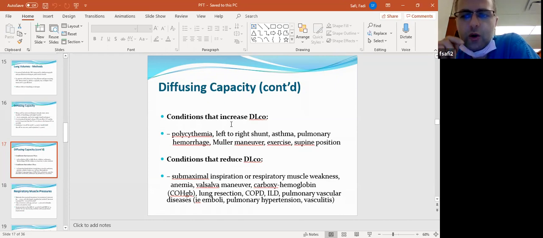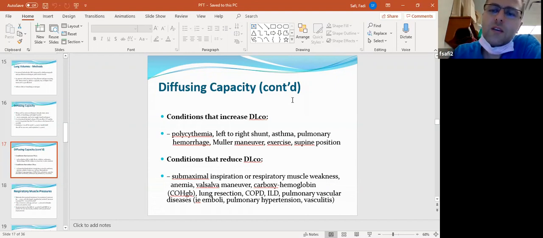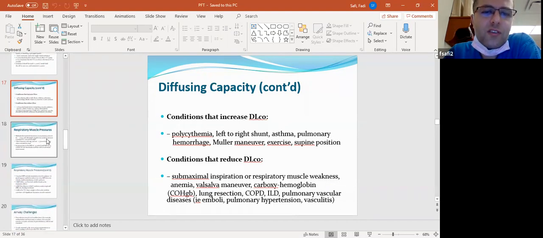Pulmonary emboli, there will be no blood supply to certain parts of the lungs that leads to reduction in the DLCO. Pulmonary hypertension, what happens is that there will be increased pressure in the lung vascular area, and therefore the increased pressure will cause decrease in blood flow to certain lung alveolar spaces and cause reduction in the DLCO. Okay, so these are the factors that will affect the DLCO. You will 100% get questions about this.